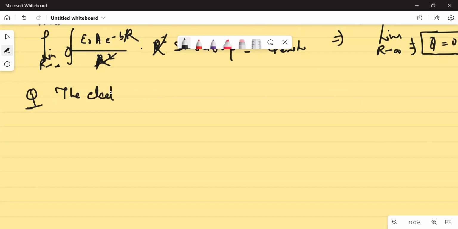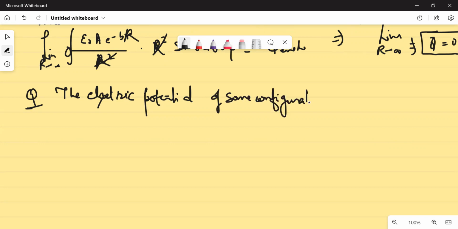The electric potential. So now instead of the field, you have the electric potential of some configuration, which is given by this. So the potential is given by A e to the power minus lambda r upon r. So now you don't have r square, instead I have only r. So you remember this. Two things you should remember.